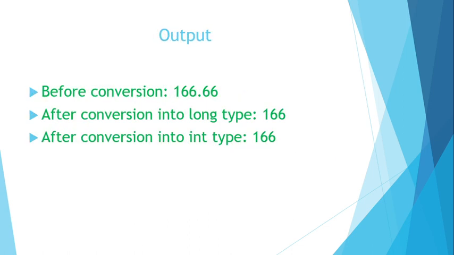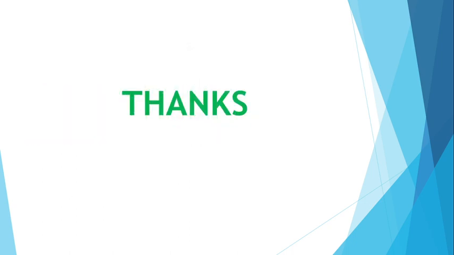So let's see the output. Before conversion, it is 166.66. After conversion into long type, the fractional part is lost and it is 166. After conversion into int type, as the value contained in the long type is very small, there is no data loss in conversion into int type. So both long type and int type have the same value. So these are the things in incompatible data types. Thank you.